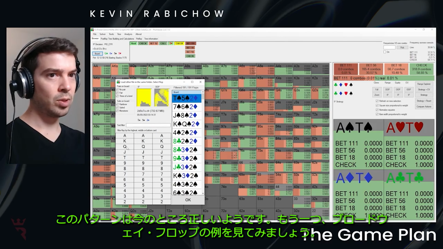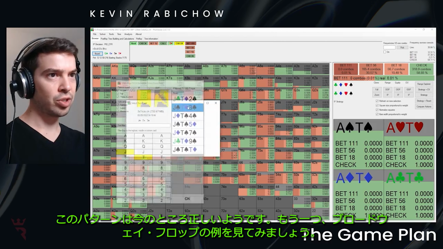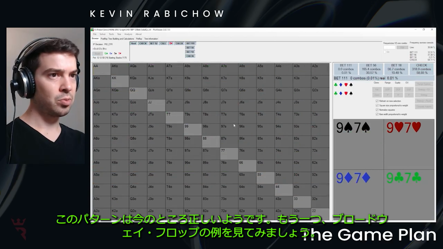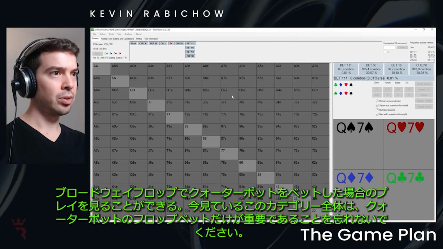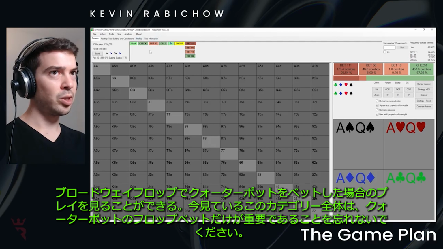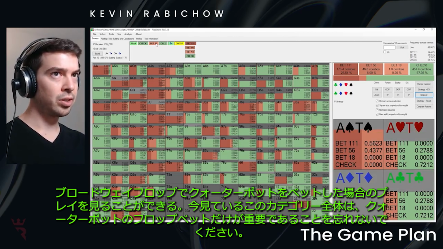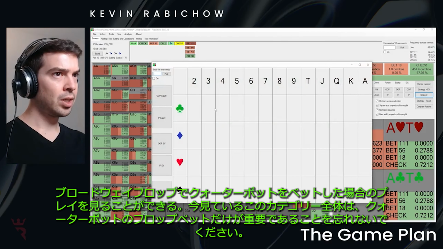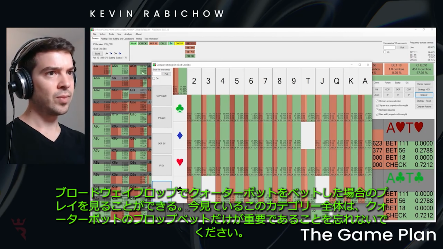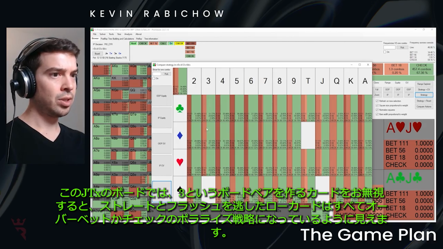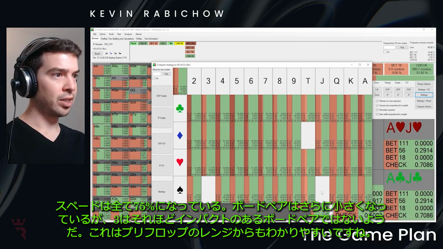We can look at one more example, perhaps. I think I mentioned Broadway flops as well. We can see how a Broadway flop gets played if we are to bet quarter pot on the flop. Remember, this whole category that we're looking at right now is just for quarter pot flop bets. That's important. So on this Jack 10 X board, ignoring the 3, which pairs the board, it looks like all the low cards that miss the straight and miss the flush are getting overbet or check, polarized strategies. All of the spades are getting 75%.